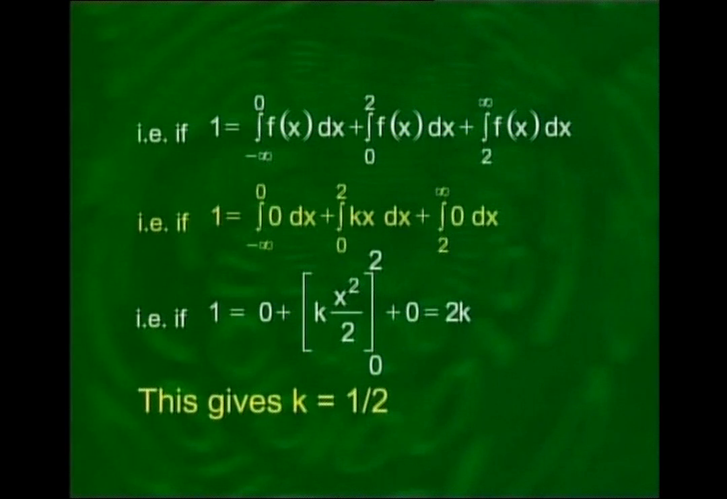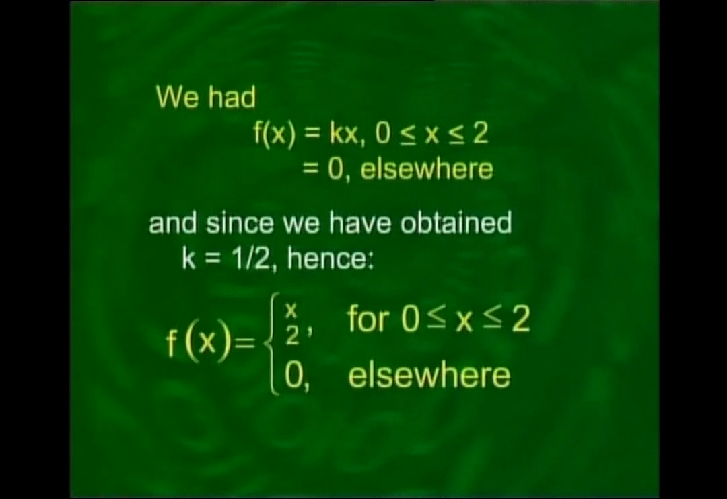And this comes out to be equal to 1 is equal to 0 plus k times x square over 2, and the limits 0 to 2 applied on that, plus 0, and this is equal to, after applying the limits, 2k. Hence, k comes out to be equal to half, and we have determined the solution to the first part of this question. Now, since k has been determined, we can say that our probability density function is f of x is equal to half x or x by 2 for the range x lying between 0 and 2, and f of x is equal to 0 elsewhere.